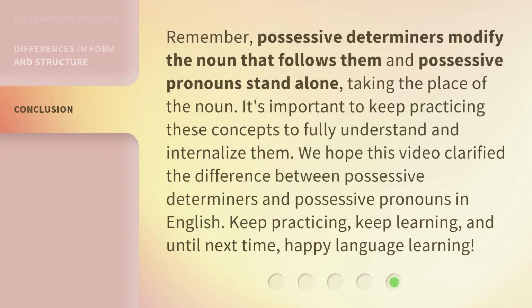Remember, possessive determiners modify the noun that follows them and possessive pronouns stand alone, taking the place of the noun. It's important to keep practicing these concepts to fully understand and internalize them.